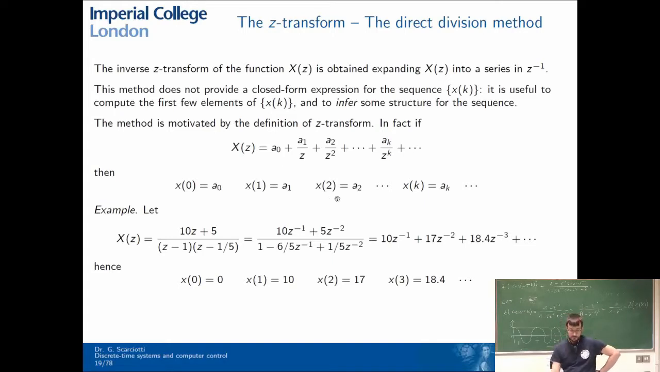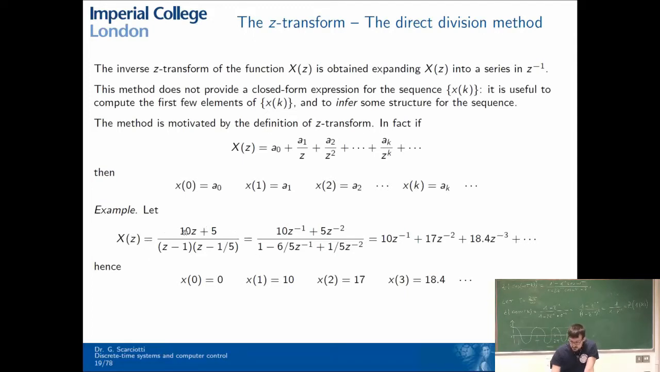You may already imagine that this is actually very hard, and only in special cases can you infer, looking at the values, the rule that produces these numbers. So the direct division method has limited application. But let's look at it. The first step is to write the Z transform in this form. So let's look at an example.